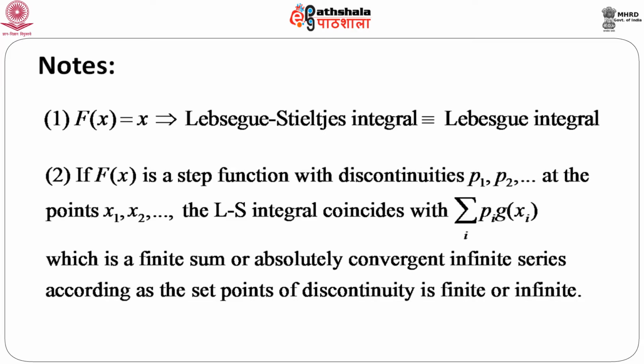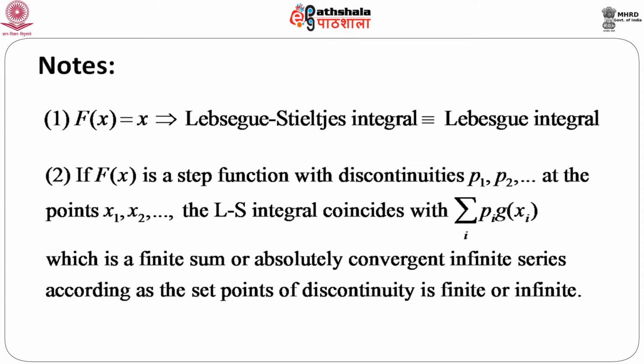If Gx is a monotonic function, capital Fx is continuous on AB, then also the RS integral exists. And one immediate extension of the Riemann-Stieltjes integral is nothing but the Lebesgue-Stieltjes integral, which is defined over any general set S and with respect to a probability measure.